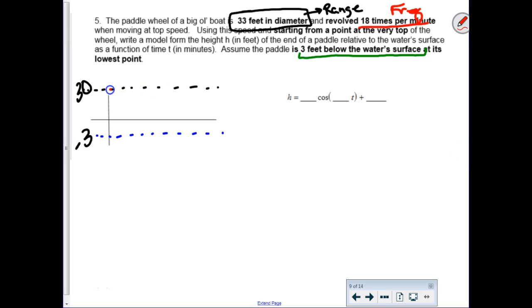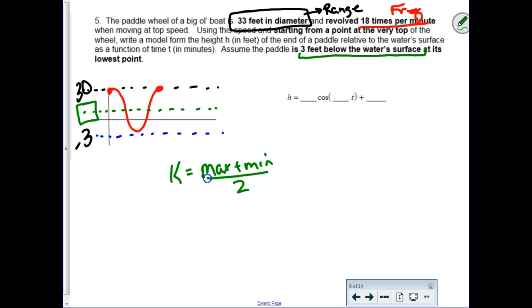Alright, your paddle wheel though, remember it says it's going to start at the very top. I don't really know if I need to graph much more along, because I don't think I'm going to use the period to find B, I'm going to use the frequency. But one thing I would like you guys to find, whether it's visually or with a formula, is this middle number right here, this K value. So K is max plus min divided by 2. So for us that would be 30 plus -3 divided by 2. 27 divided by 2 is 13.5. So that goes right here in the formula.